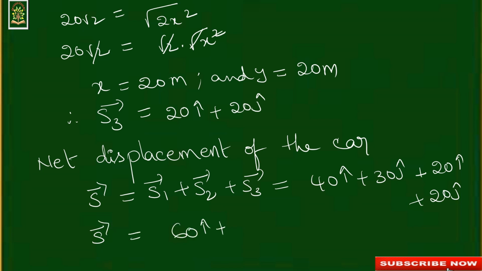60 i cap. Here 40 plus 20 is 60. 30 plus 20 is 50, 50 j cap. This is the final answer. So therefore S bar is equal to 60 i cap plus 50 j cap. This is the final answer. Okay. Next we will go to the next question.